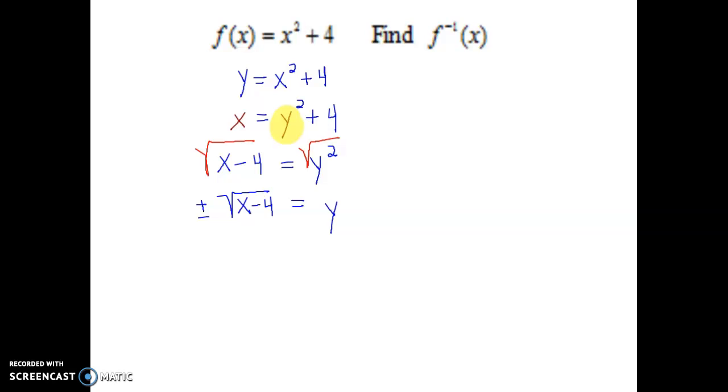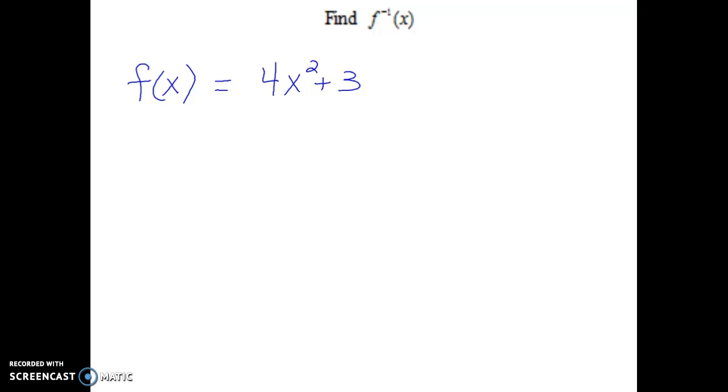Now, because I'm doing a square root, anytime we do a root of an even number, we can obtain a positive or negative value. So I do need to put a plus or minus in front of that. It could be either one. Now, if I were doing the cube root or the fifth root, I wouldn't need that. But because it's an even root, I need to put the plus or minus in front. So that means my inverse function, and this is just the notation, should equal plus or minus the square root of x minus 4.